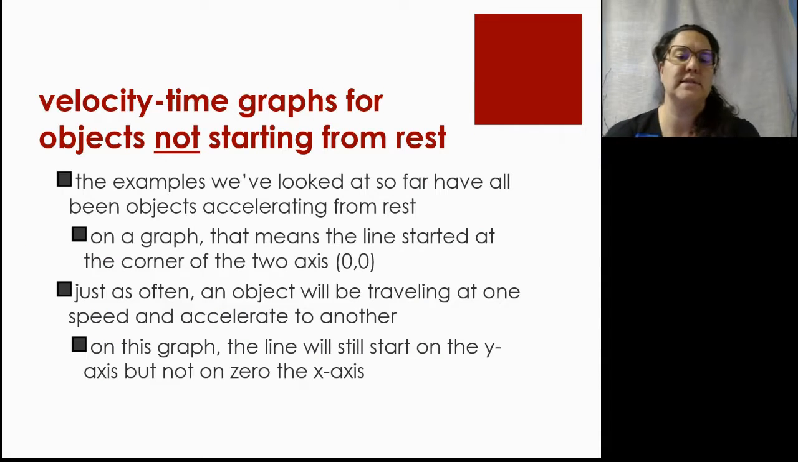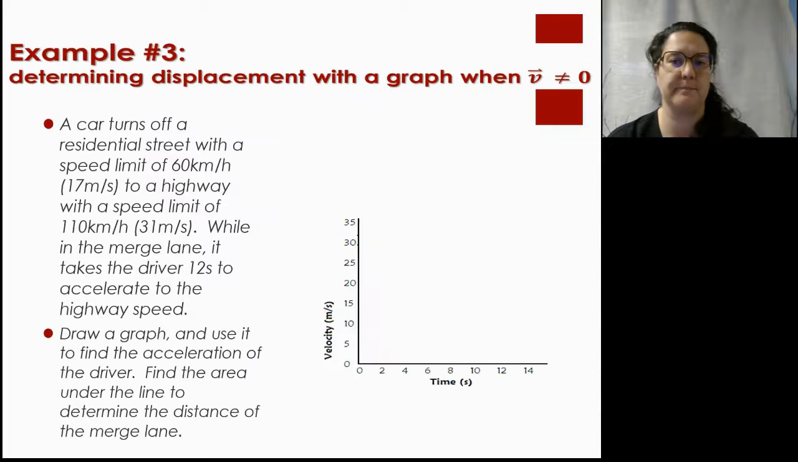Now we can use velocity time graphs for objects not starting at rest. So far we've looked at all the objects that started at rest, but that just means that they start at the corner of the two axes, 0, 0. But an object can be traveling from one speed and accelerate to another. So in these graphs, the line's not going to start at 0 on the y-axis. It will start on the y-axis, but not 0 on the x.